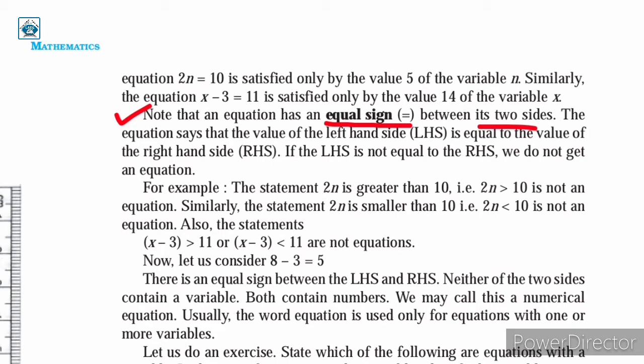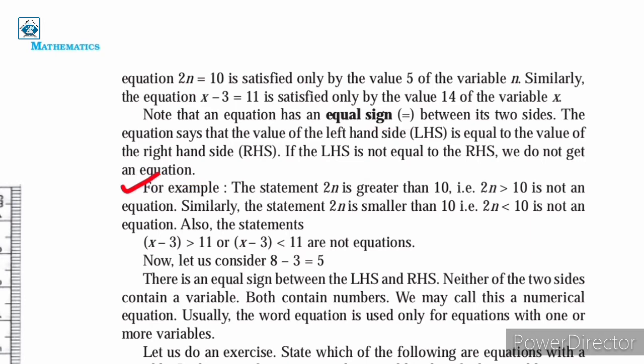The equation says that the value of the left hand side, which is represented as LHS, it is written as LHS in capital, is equal to the value of the right hand side, which is RHS, again in capital. If LHS is not equal to RHS, we do not get an equation. यहाँ पर equal to का sign नहीं है तो हमारे पास equation होगा नहीं.